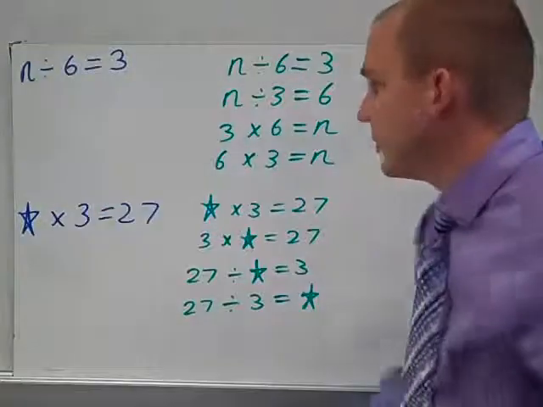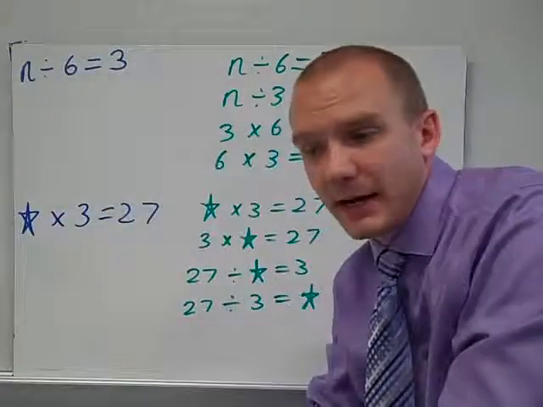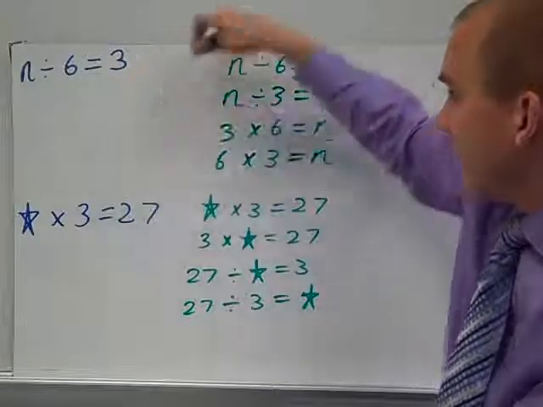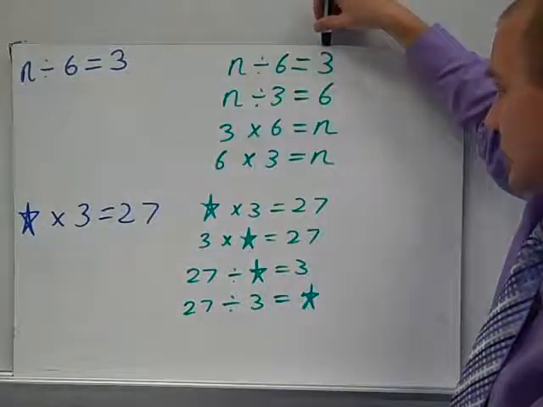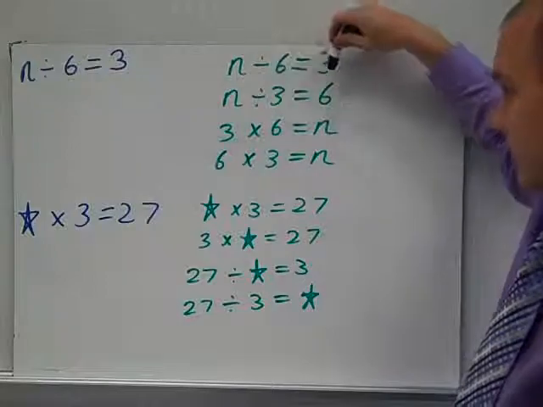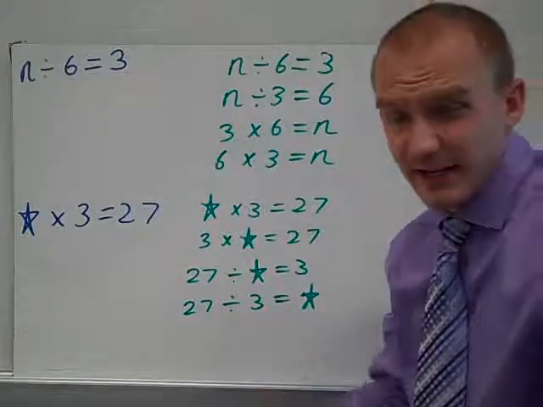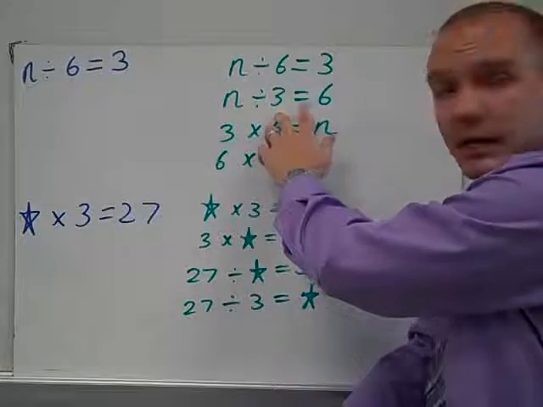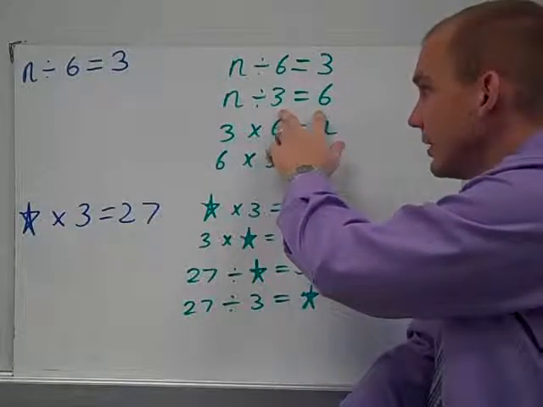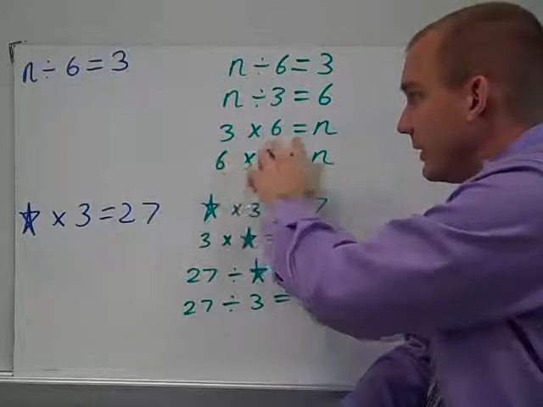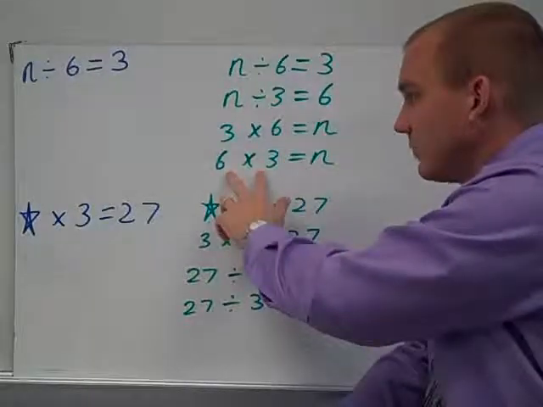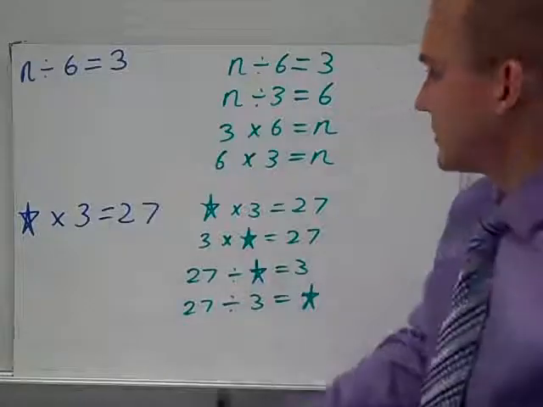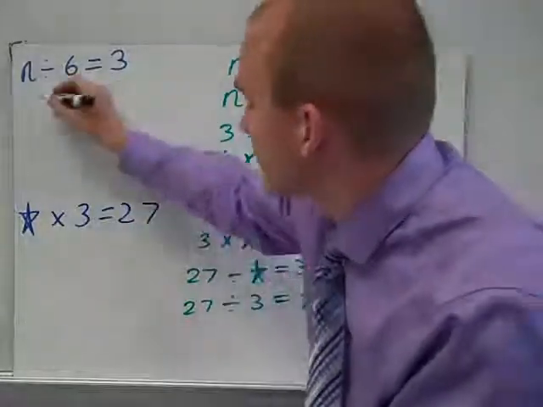Let's kind of work through a few more examples. We have n divided by 6 equals 3. Well, let's look at that fact family. n divided by 6 equals 3. n divided by 3 equals 6. Still nothing easy to work with. Let's go to multiplication. So I take my divisor and my quotient, and I multiply them together, and I get n. And then I just flip the order, and I get n. So either of these bottom two work. 3 times 6 or 6 times 3. I'm going to do 3 times 6.